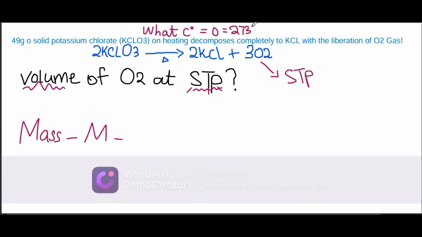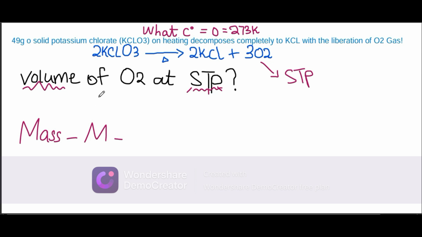If you don't know what Kelvin, Celsius, or Fahrenheit are, you can go through other topics and search it up on YouTube as well, basically centigrade or Celsius, Kelvin, and Fahrenheit. Anyways, we are studying the mass volume relationship.